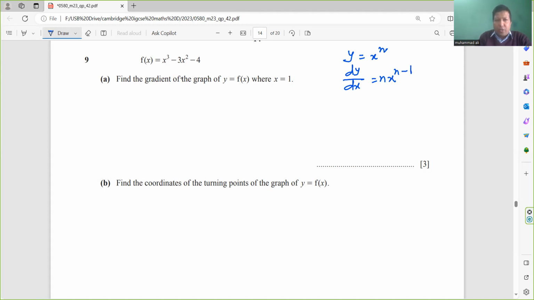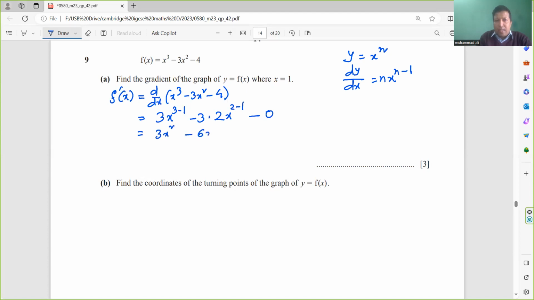So if we differentiate f(x), we have to write f prime x equals d by dx of x cubed minus 3x squared minus 4. Separately we have to differentiate. X cubed differentiates to 3x to the power 3 minus 1. Minus 3x squared differentiates to minus 3 times 2x to the power 2 minus 1. When you differentiate a constant, it will be 0. So we get 3x squared minus 6x. So this is f prime x.